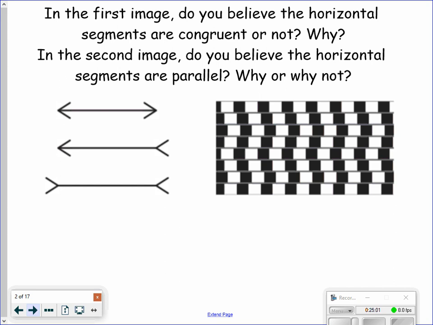It does look very skewed because of these little arrow things at the end of these horizontal lines, but these horizontal lines are actually congruent to each other. You can make them look like they're not congruent based off of those end arrows that can skew your view. So don't assume that they're not congruent based off of what they have on there.